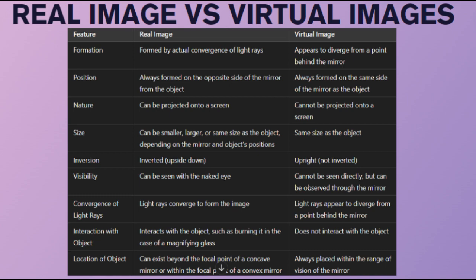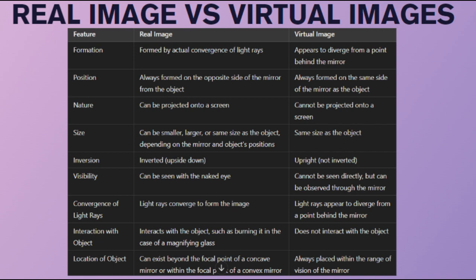Virtual images, on the other hand, appear to diverge from a point behind the mirror. They are formed when the brain perceives light rays as if they were coming from an object's reflected image. Position. Real images are always formed on the opposite side of the mirror from the object. This means that the image appears behind the mirror. Virtual images are always formed on the same side of the mirror as the object. The image appears to be in front of the mirror.